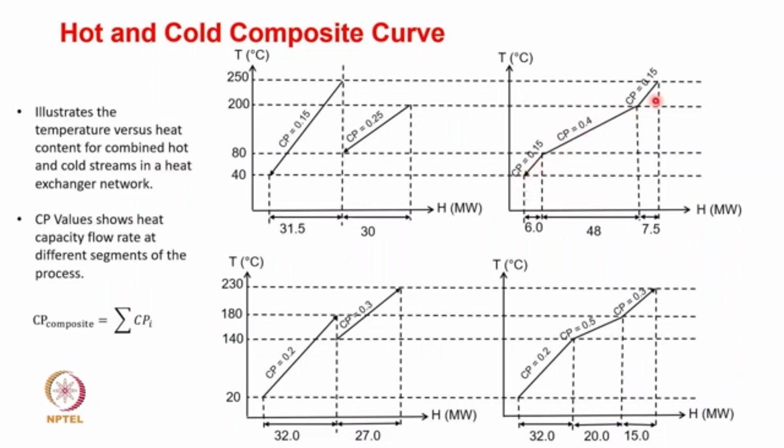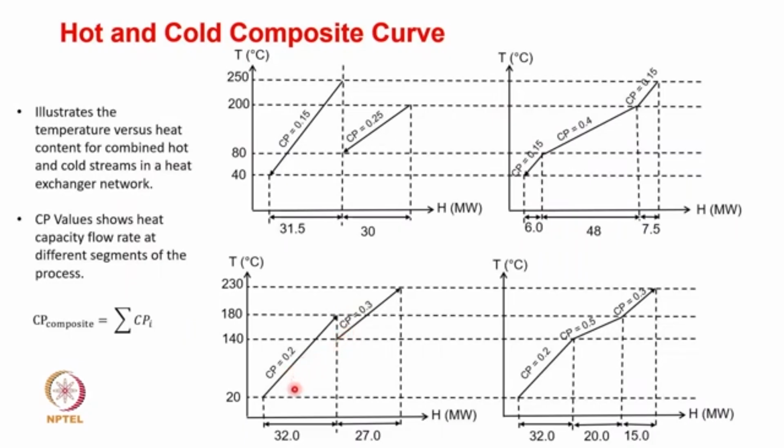So now coming back to the hot streams. There are two hot streams. One is going from 20 to 180, the other going from 140 to 230, having CP values 0.2 and 0.3. So now we have to integrate them together.